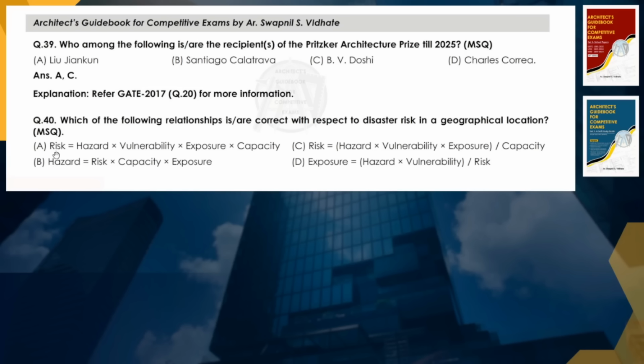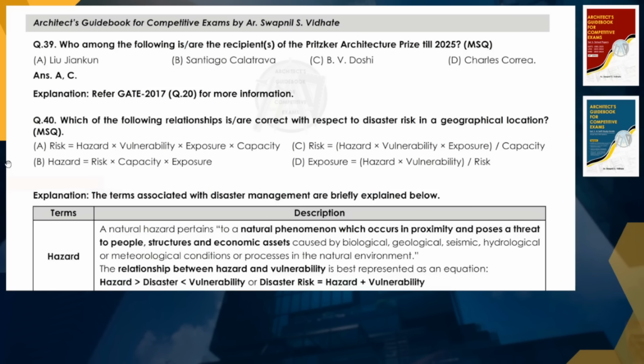Now let's focus on options A and B. If you multiply hazard by capacity, it cannot give you the risk, right? In order to lower the risk, you need to increase the capacity. So the capacity cannot be the multiplier. So options A and B are straight away the incorrect options. So let's focus on the terms associated with disaster management. We have also discussed this in set 2.